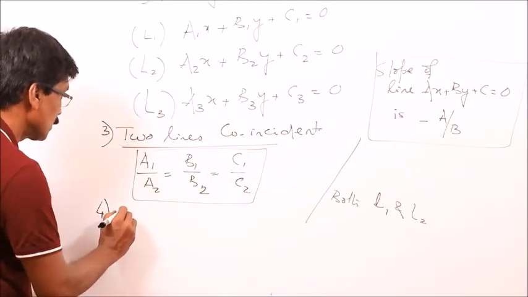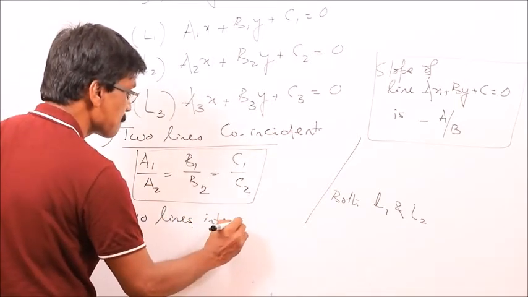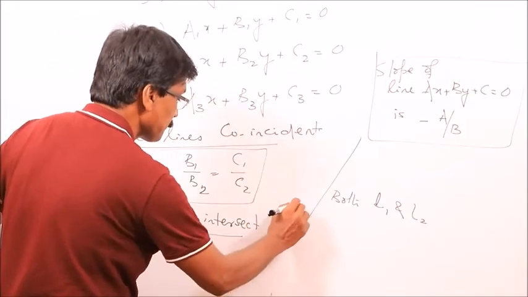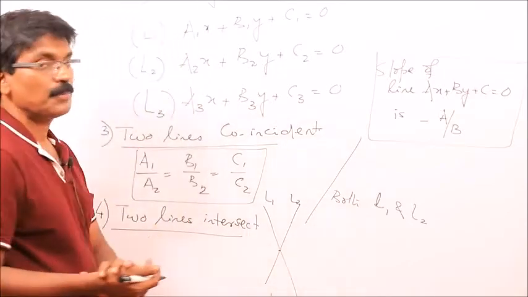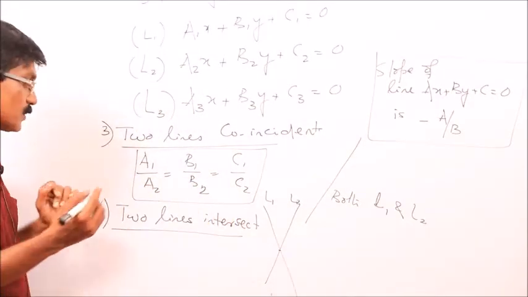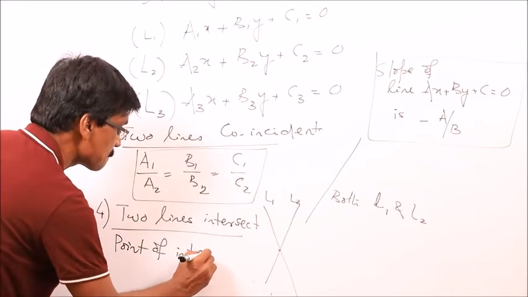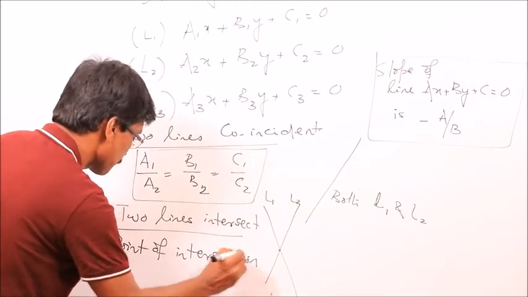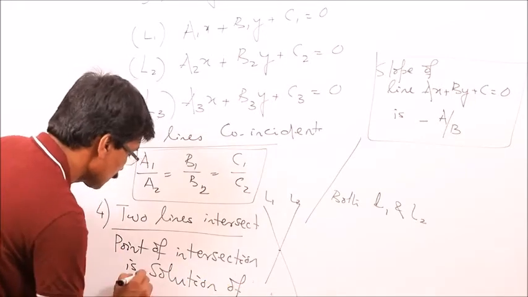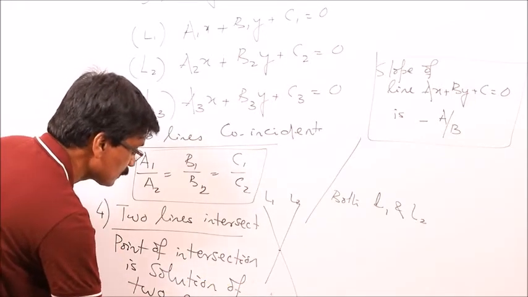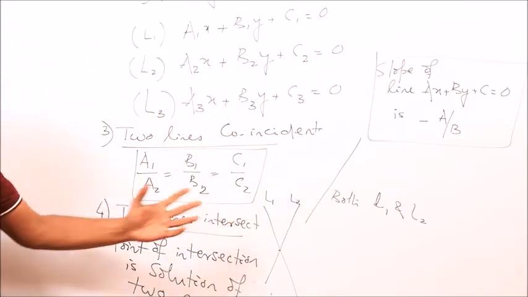Fourth condition is two lines intersect. If two lines intersect, the point of intersection is obtained by solving these two equations. So point of intersection is solution of two equations.